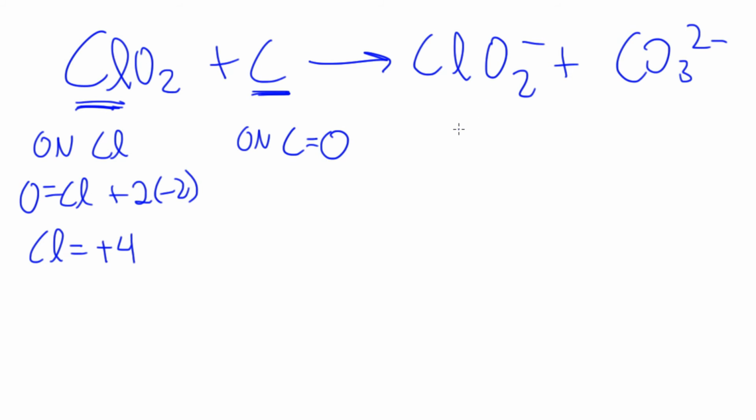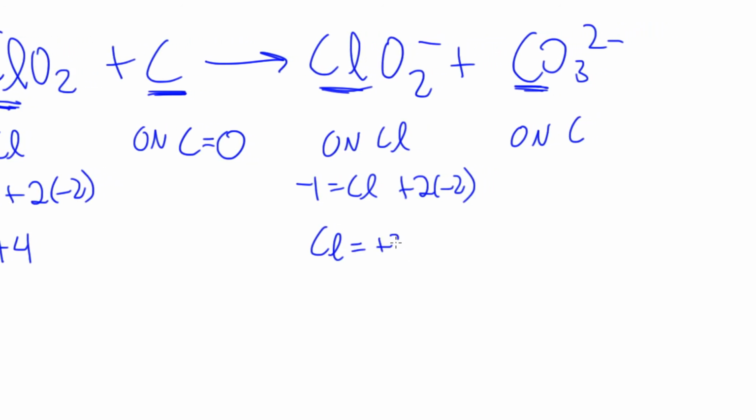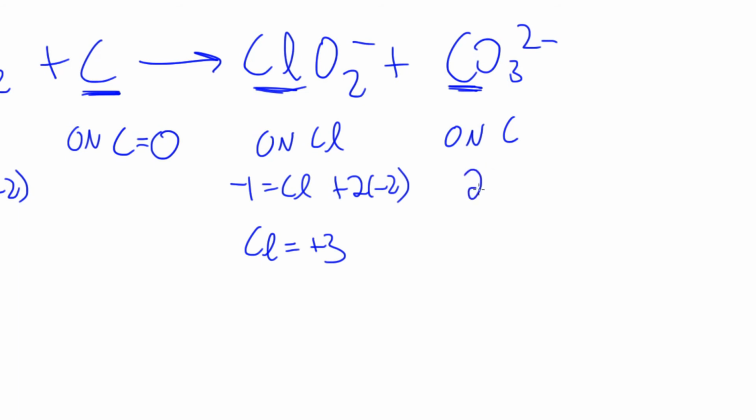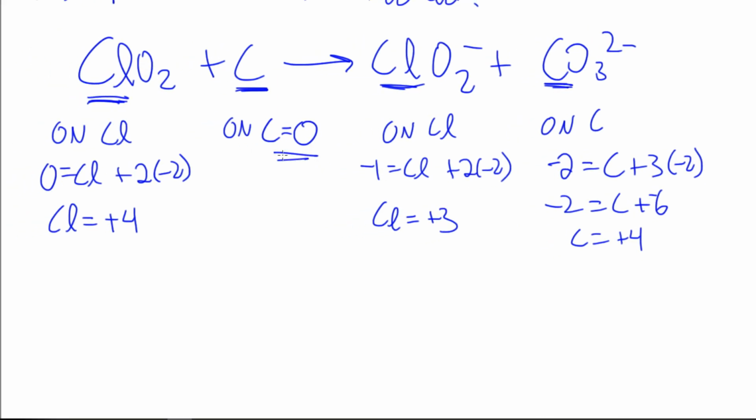Okay. Over here, we'll do the same thing. The oxidation number of chlorine and the oxidation number of carbon. Here we have a charge of -1. We have 1 chlorine. We still have 2 oxygens. So the chlorine will be +3 in this case. Here the carbon will be, let's see, this is -2, 1 carbon, 3 oxygens, so -6. Carbon will have a charge of +4. Right, so the carbon is going from a 0 oxidation number to a +4 oxidation number, so that's a loss of electrons because you're becoming more positive. So this one here is a loss of electrons.